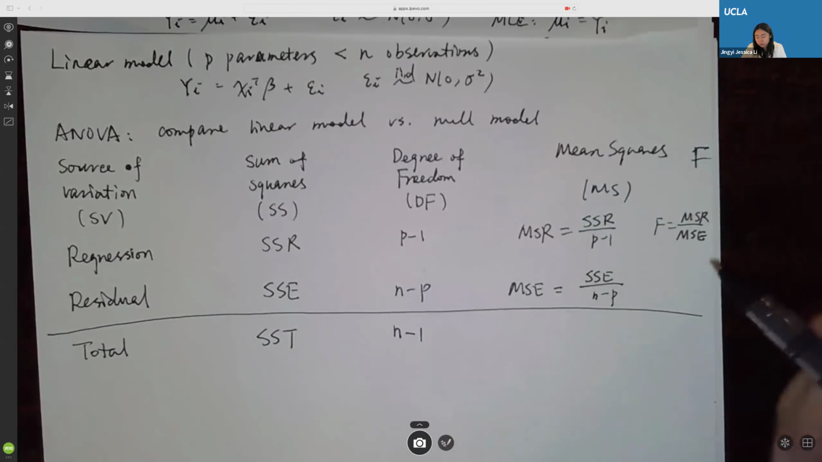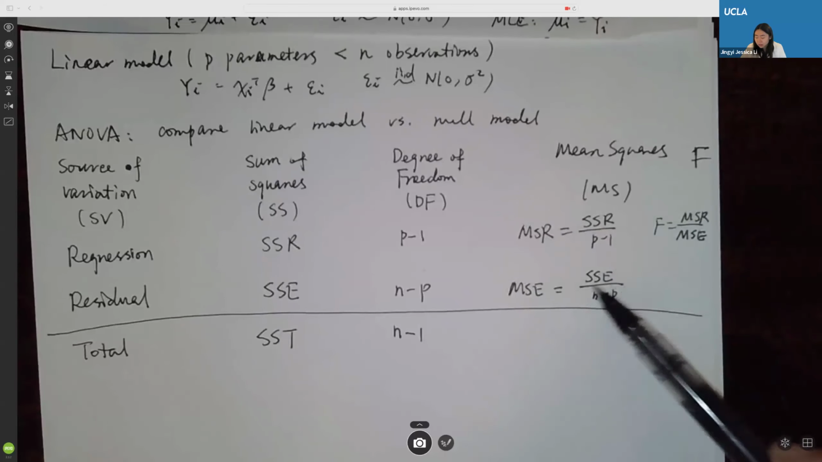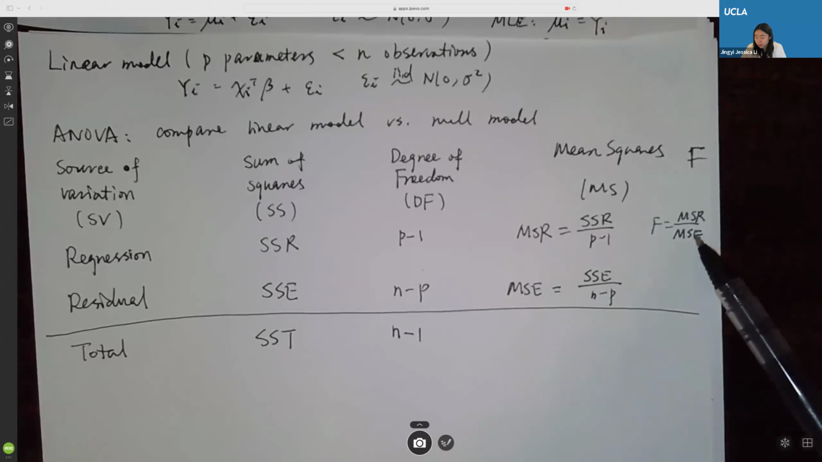And you can just do the calculation. Basically, it's SSR over p minus 1. That's your numerator. SSE over n minus p. That's your denominator. And recall our likelihood ratio test. Let me just grab that piece of paper from last time.